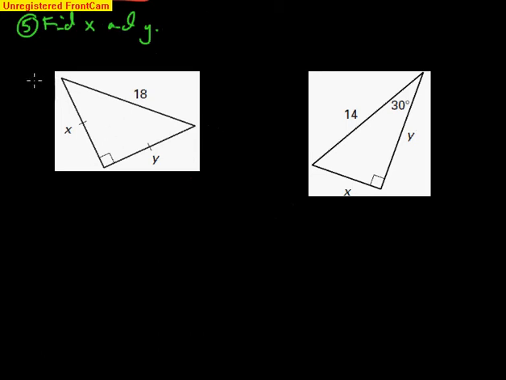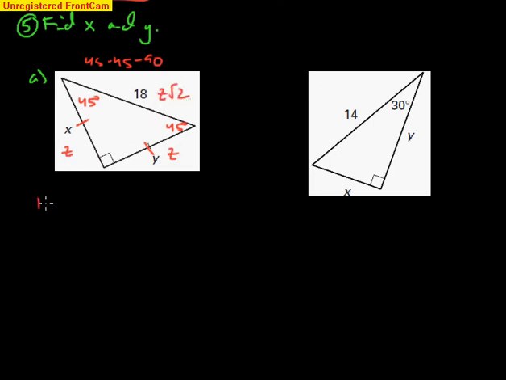So if we look here at this first problem, we'll call it A. These congruence markings mean that these angles are the same. It's a right triangle. So this is a 45, 45, 90 triangle. I'll go ahead and label the sides. The legs are the same, z and z. The hypotenuse is z radical 2.